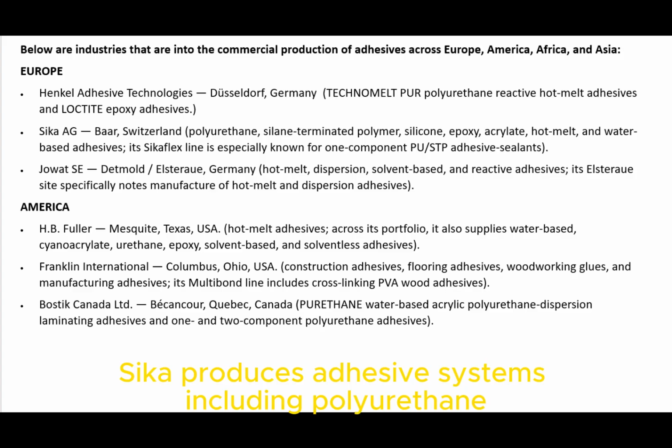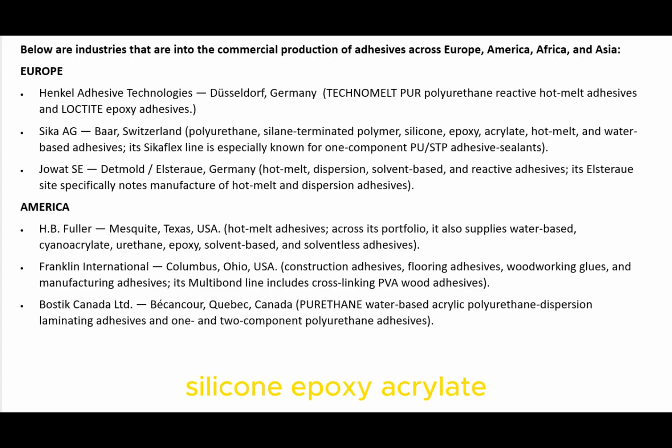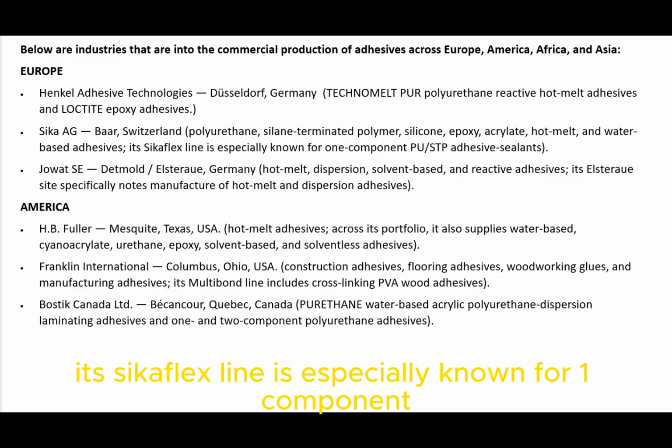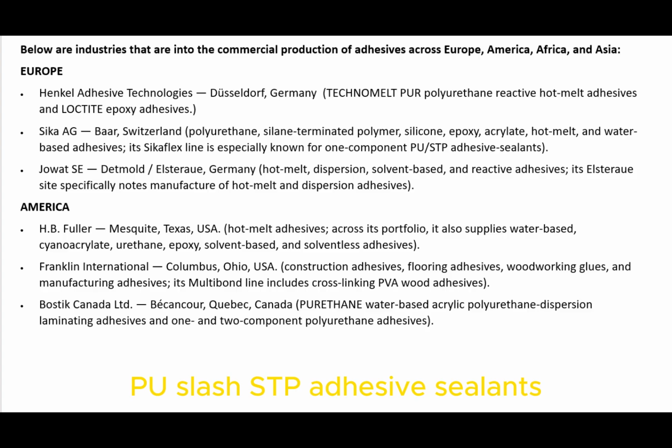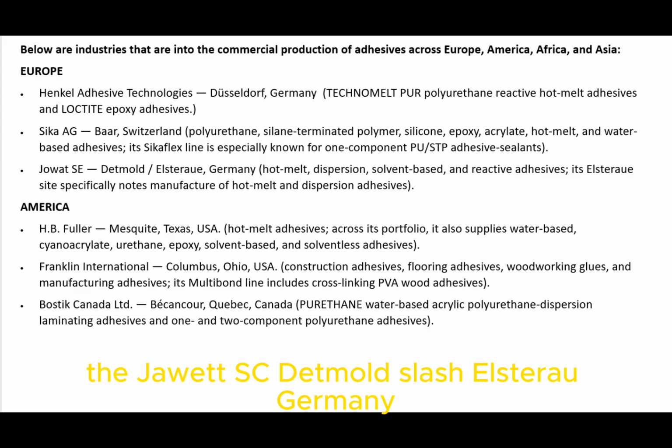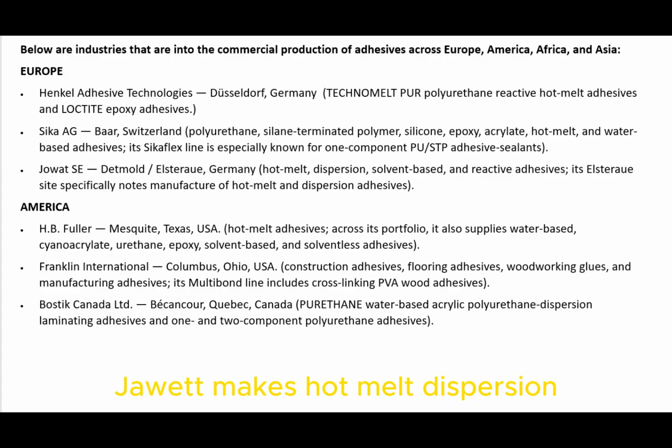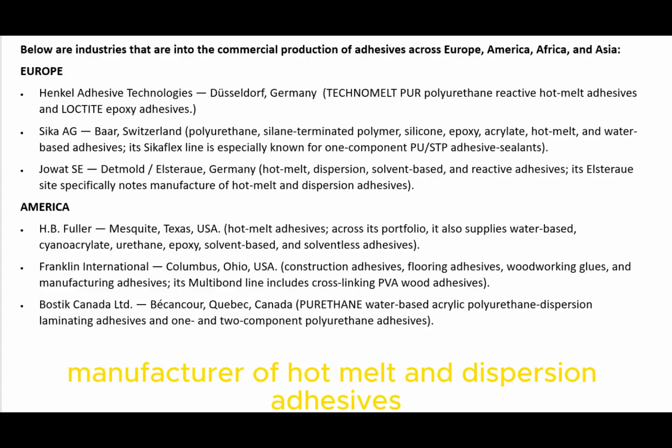Sika produces adhesive systems including polyurethane, silane-terminated polymer, silicone, epoxy, acrylate, hot melt, and water-based adhesives. Its Sikaflex line is especially known for one-component PU/STP adhesive sealants. Jowat SE, Detmold/Elsterau, Germany. Jowat makes hot melt, dispersion, solvent-based, and reactive adhesives. Its Elsterau site specifically notes manufacture of hot melt and dispersion adhesives.